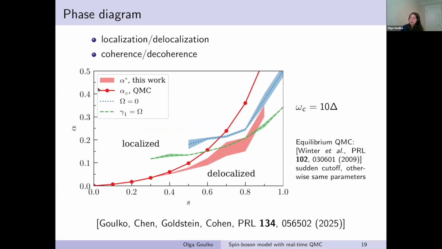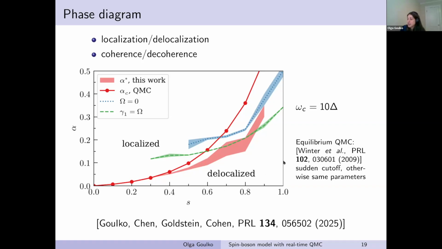So we show the equilibrium localization transition from this work as these red solid circles connected by a line, and the corresponding transient dynamical localization transition with the error band from our work seems to agree well with it at small values of S, but then seems to deviate, especially at large values of S. So the stronger our coupling and the smaller our S, the more localized the system is.